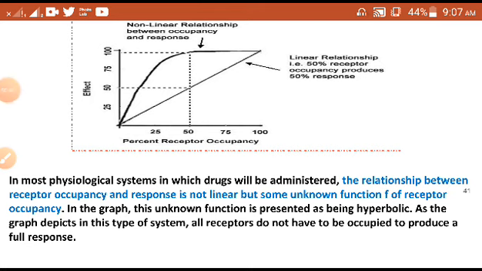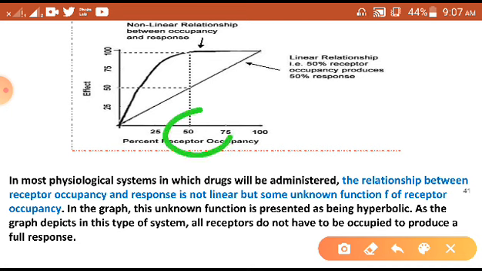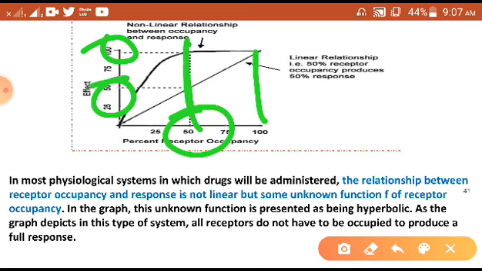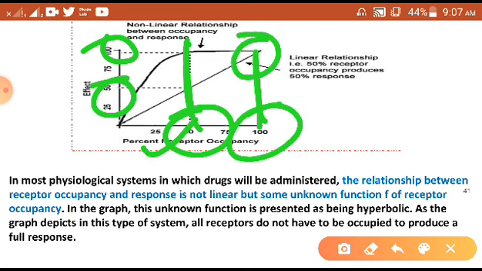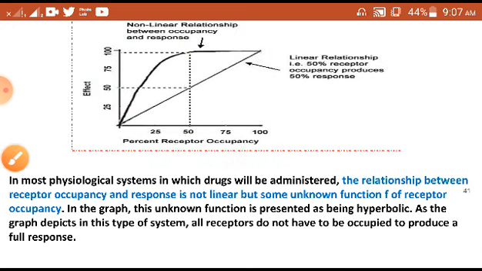So I hope you understood what is happening here. With 50% of receptors occupied you get the 50% effect, and the same 50% of receptors are also giving the 100% response. You can see this here. 100% response comes, right? But the receptors have not been occupied 100% to give the 100%; only 50% has given you the 100%. So you do not need all the receptors to be occupied to give you the maximum or optimum effect of a drug.